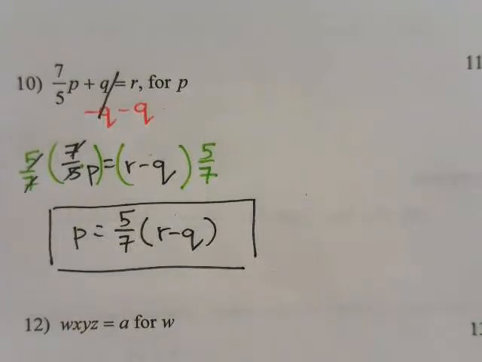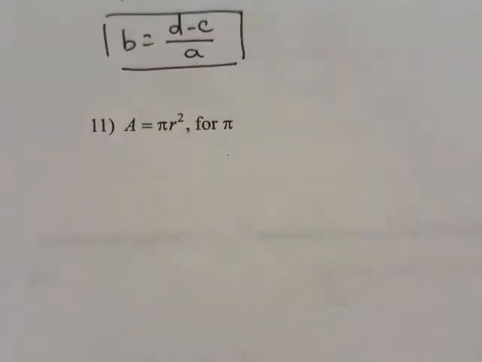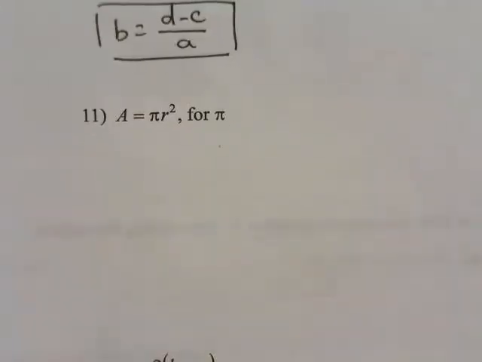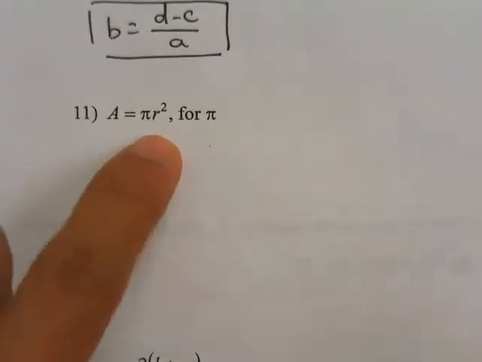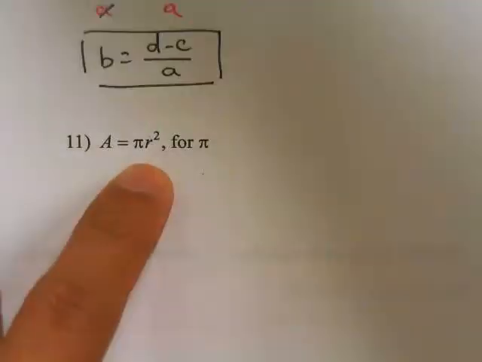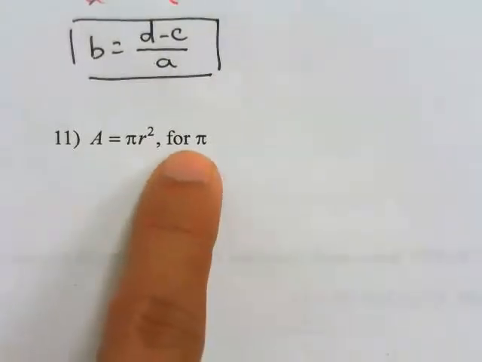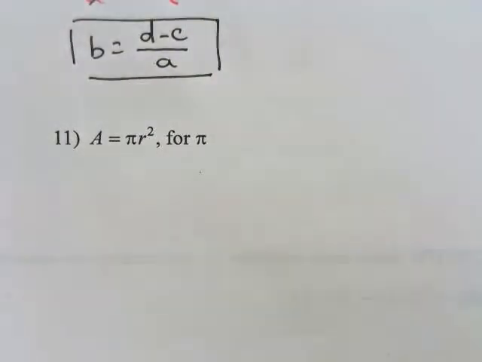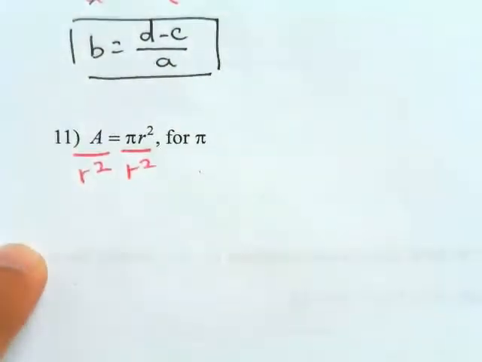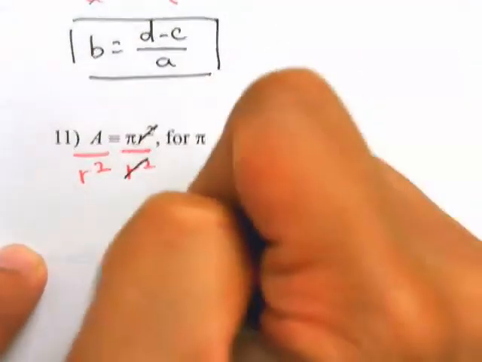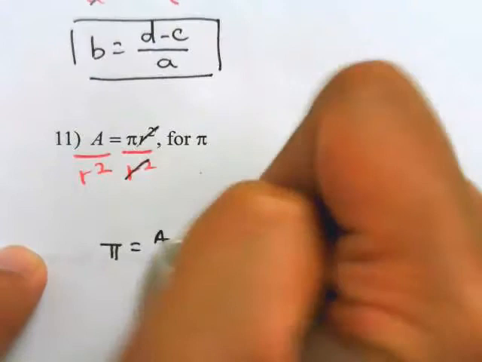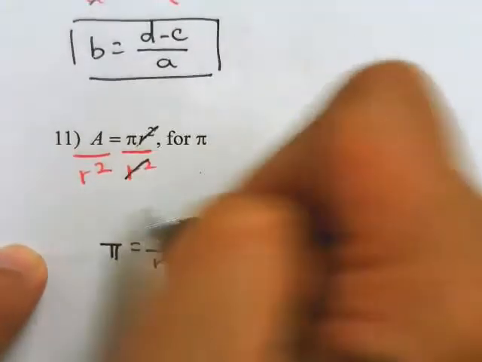All right, number 11, area of a circle, so a real equation. Area is equal to pi r squared, and we want to solve for pi. Although it's not a variable, pi is 3.1415. It's an irrational number, so let's just solve for that. I think we can just divide both sides by r squared, really. Okay, and then I'm going to put pi on the left side. First, pi is equal to A over r squared.